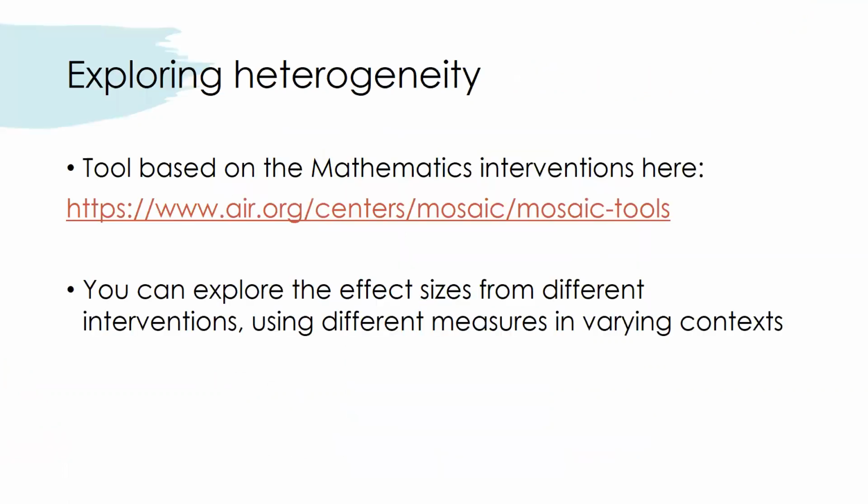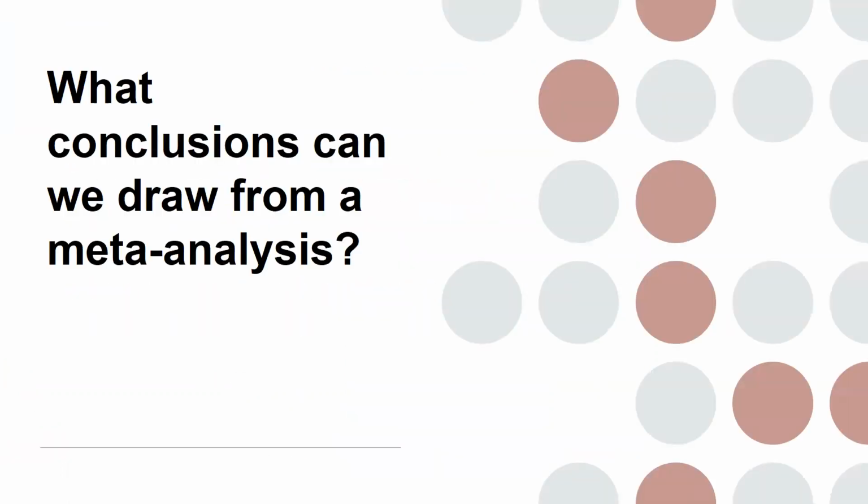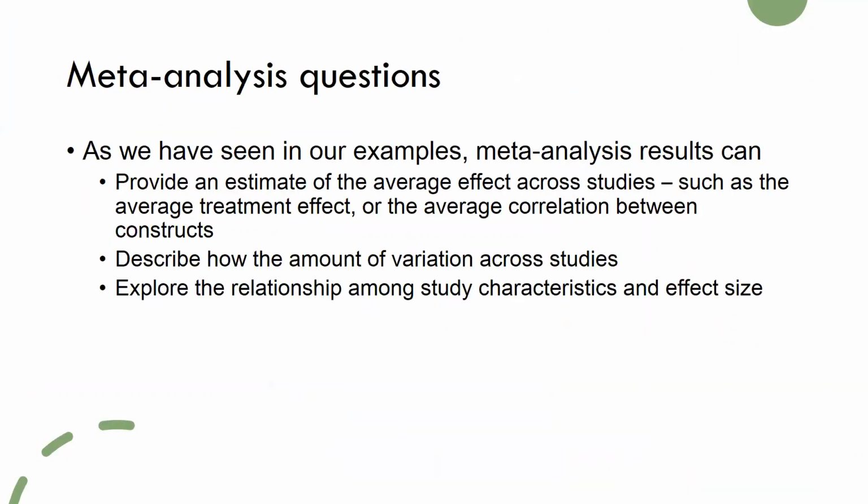effect sizes. Okay. So finally, I want to talk just a little bit about conclusions that we might draw from a meta-analysis. So as we've seen in our example, meta-analysis results can both provide an estimate of the average effect across studies, such as the average treatment effect or the average correlation between constructs. And we can describe also how much variation there is.